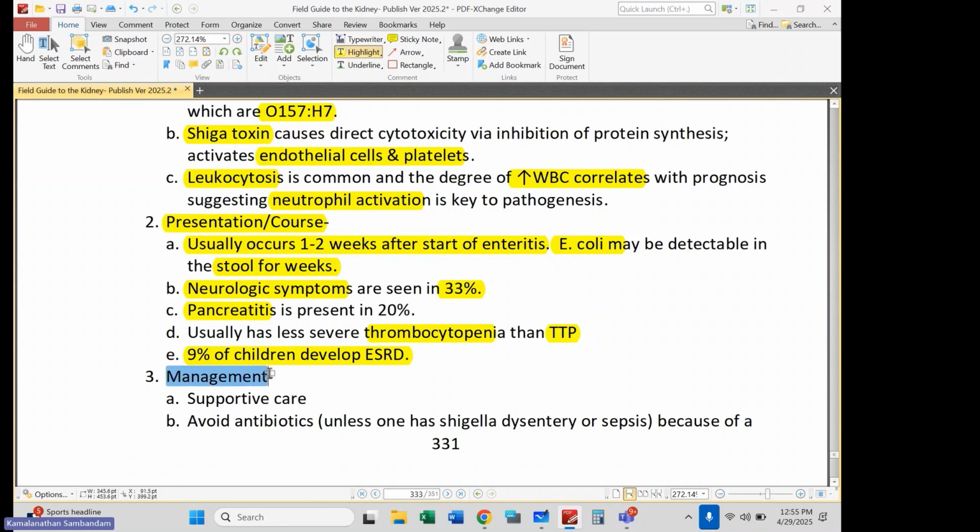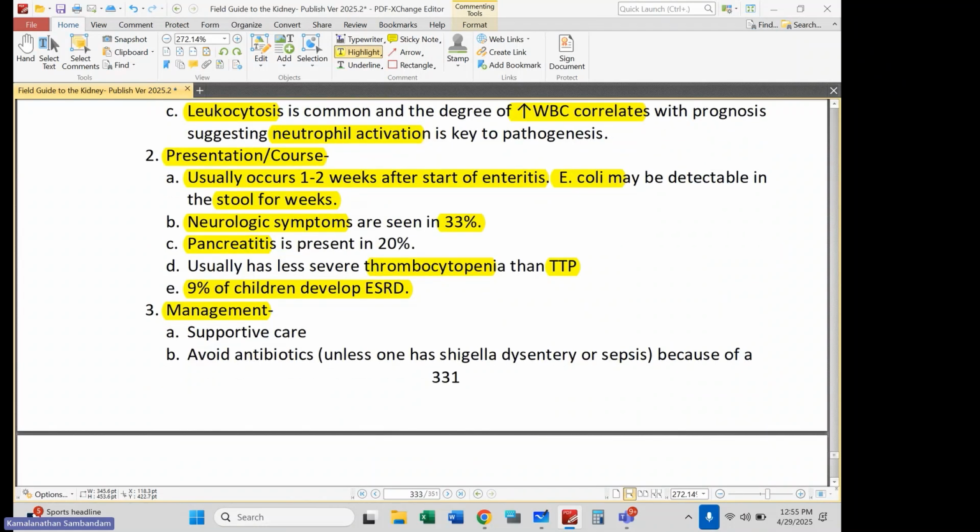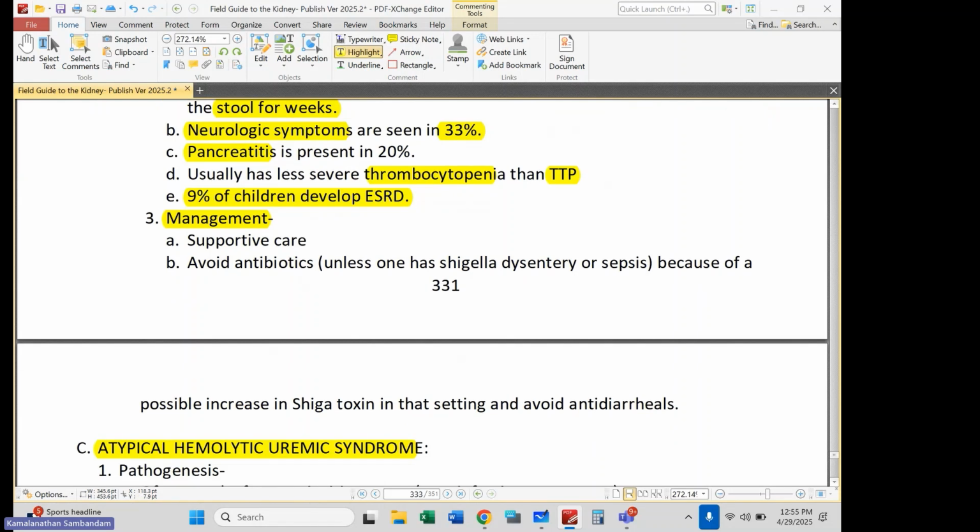Okay, certainly this can happen in adults as well. The data is more rich in the pediatric literature. Management is typically supportive care. We actually espouse avoiding antibiotics because there is perhaps an increase in Shiga toxin release and therefore an acceleration of disease when you use antibiotics in the setting of typical HUS.